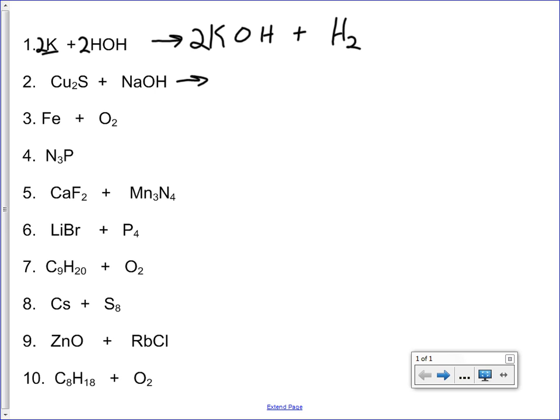Next one. I have 2 ionic compounds reacting. Double replacement. What do we do in a double replacement reaction? Swap the metals. All right. So Cu is going to end up with OH. Okay, and sodium is going to end up with sulfur.